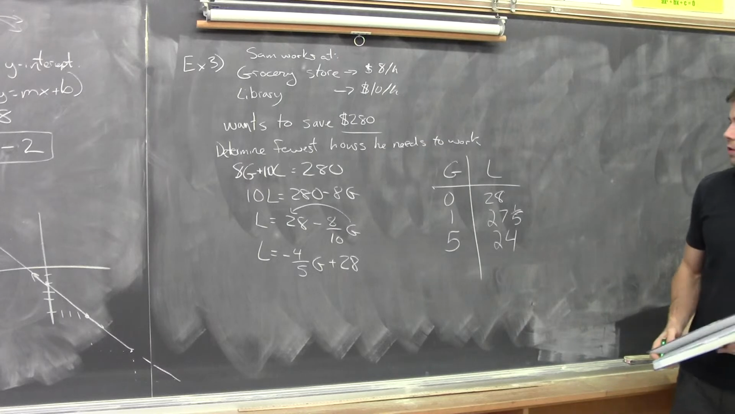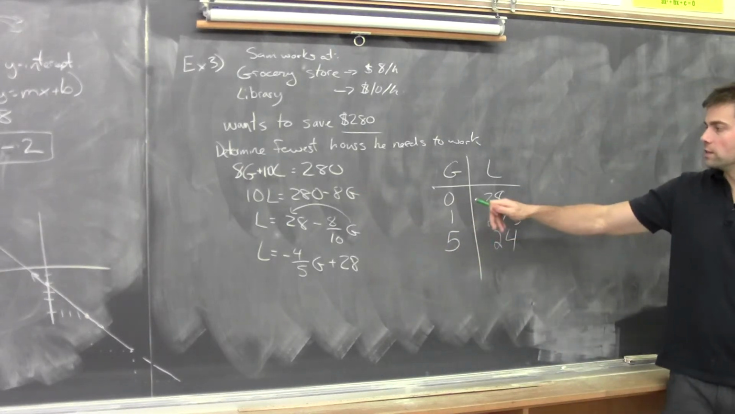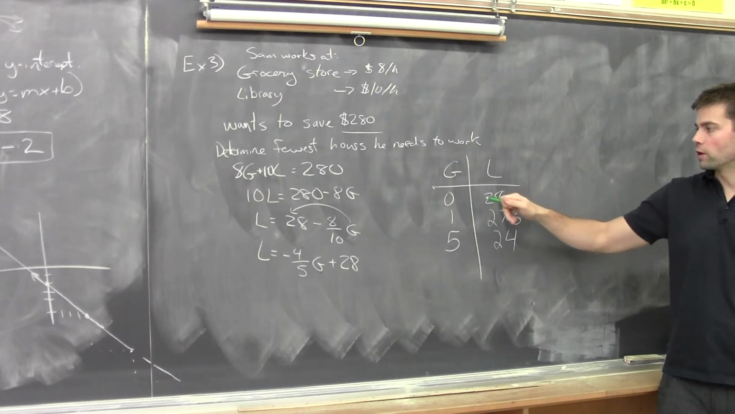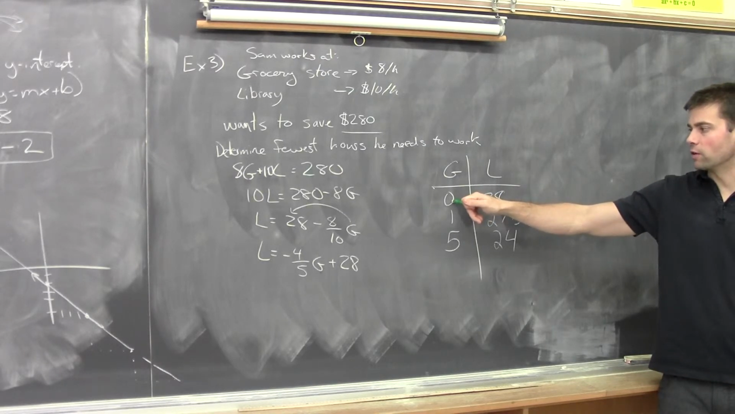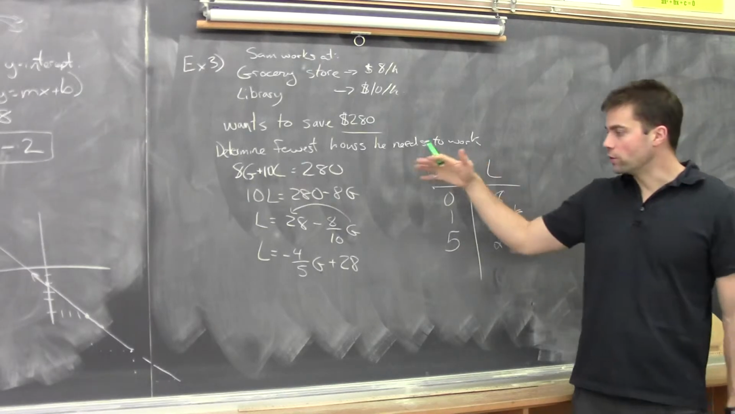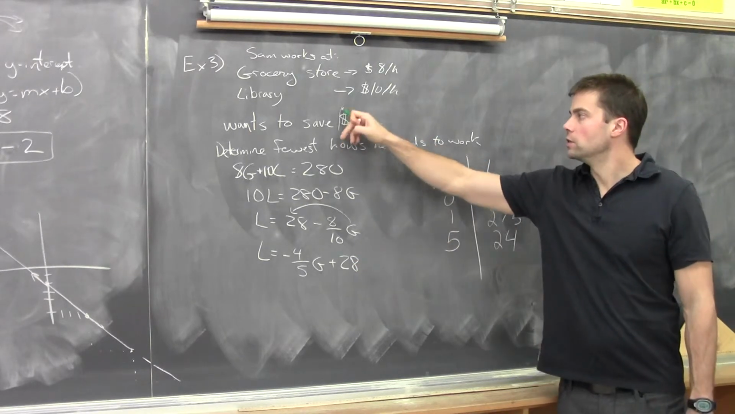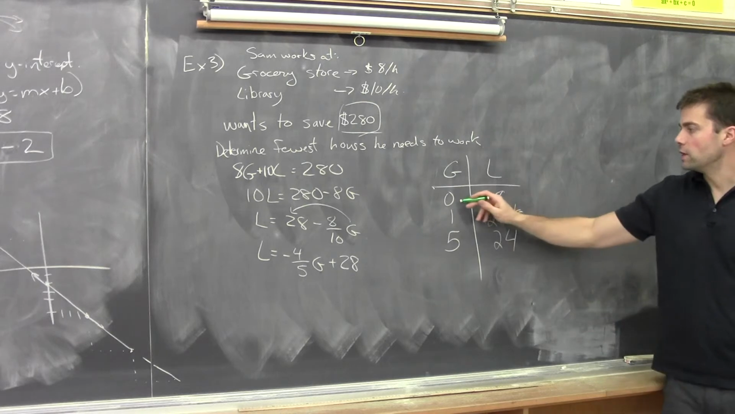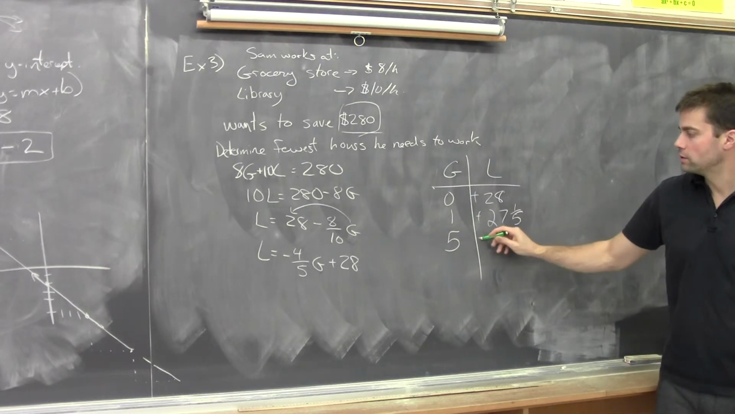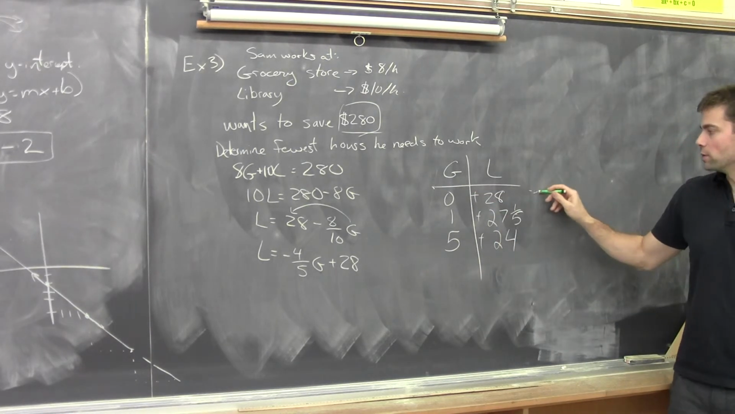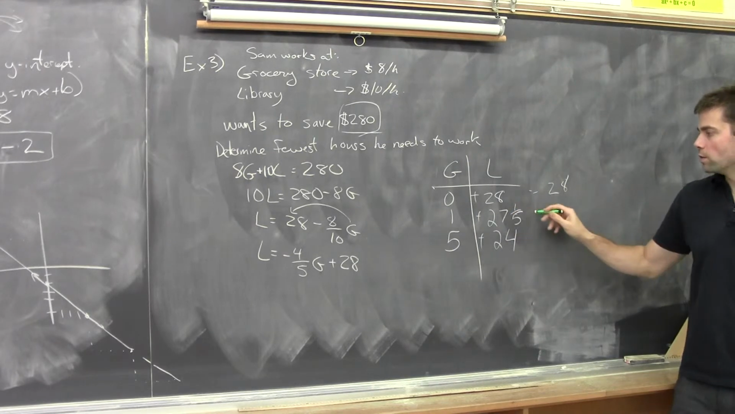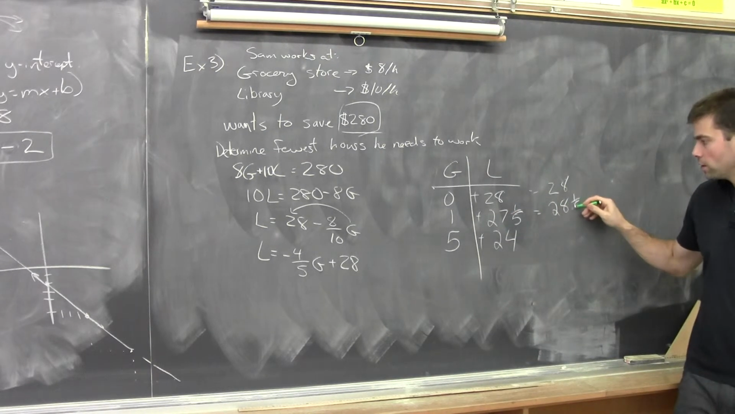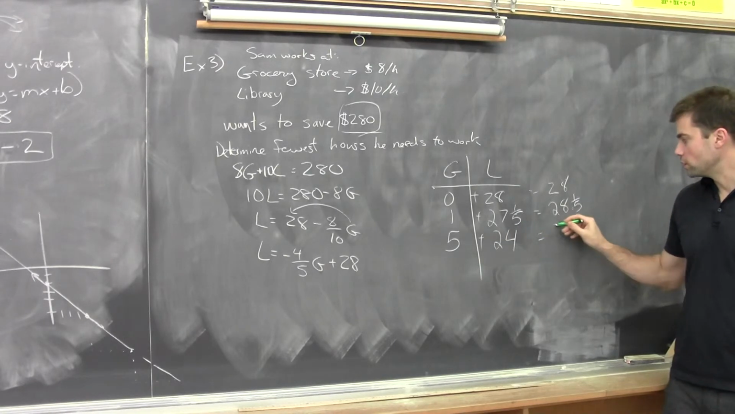Okay, so when we do it this way, we can see that for our number of grocery hours, we figure out how many library hours we have to work, all in total to make $280. But remember, for the fewest hours he needs to work, we need to add these two values up. So 0 plus 28 is 28. 1 plus 27 1/5 is 28 1/5. 5 plus 24 is 29.